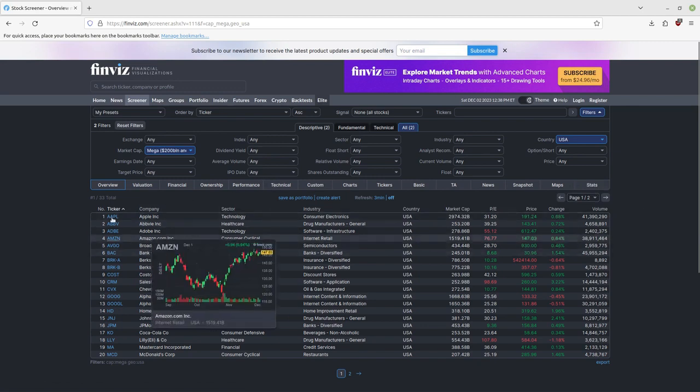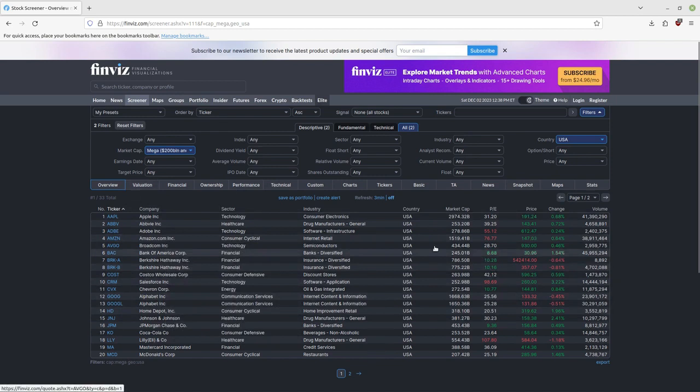Okay, so we found stocks where there's money. Apple here, I mean, that's huge. That's almost $3 trillion market cap. That's pretty exciting to think about. All right, so there's money here.